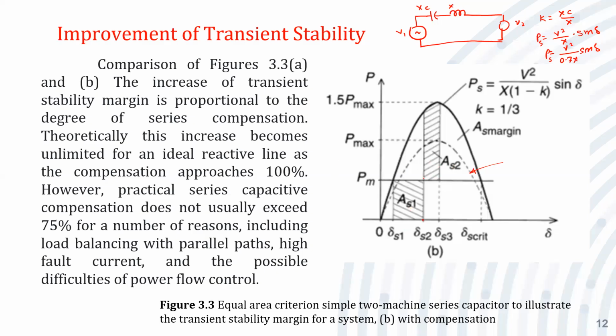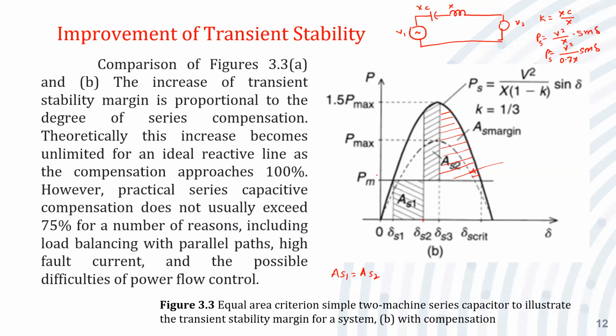Whereas AS2 also becomes equal. When AS1 and AS2 become equal, the system will be stable. But what is the difference from the previous case? The difference is that here the marginal area, or the area margin, is very large as compared to without series compensation, and hence one may say that with the help of series compensation, the transient stability improves.